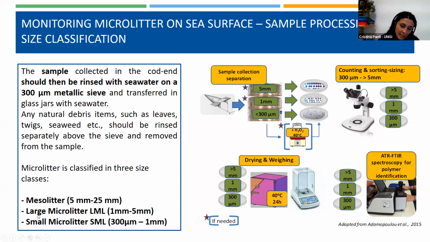Usually you will find mesolitter, so particles that are between 5 and 25 millimeters, and then microlitter that, as we saw at the beginning of the presentation, can be divided into large and small microlitter. In this case, normally you shouldn't find microplastics smaller than 300 microns because the net is 300 microns. So all the particles that are smaller than 300 microns should not be collected unless they get entrapped in the organic matter.